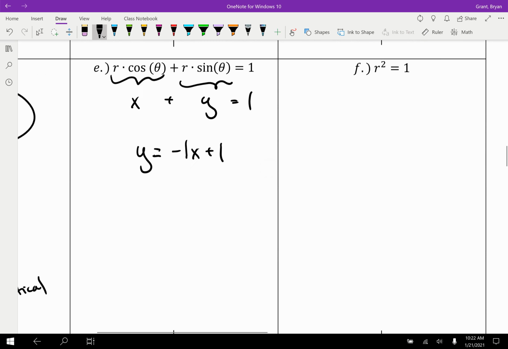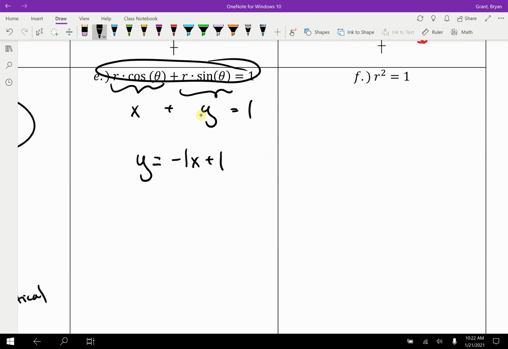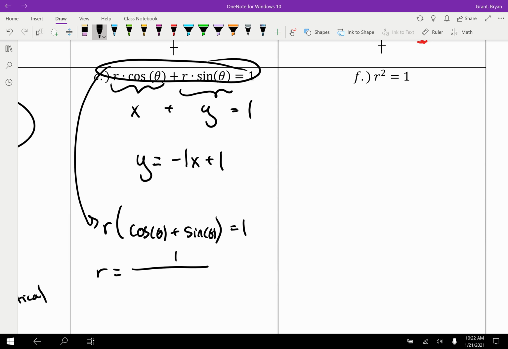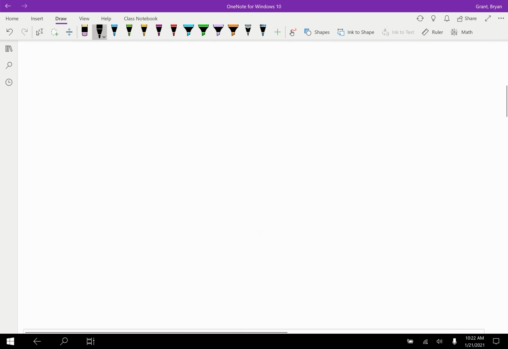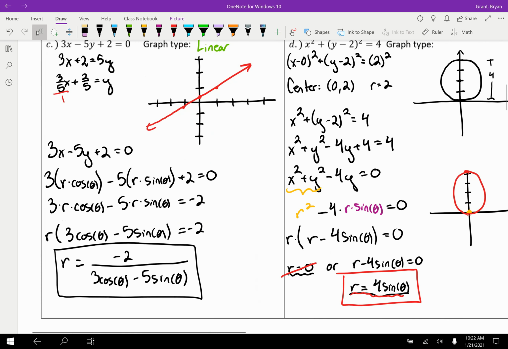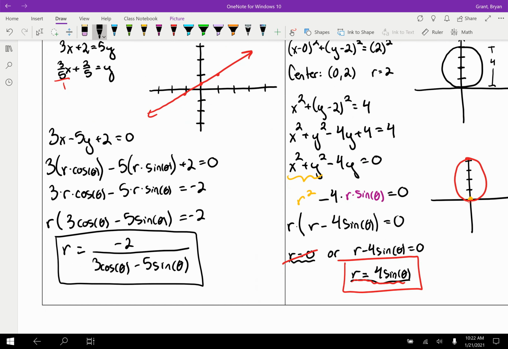Could we have seen that earlier? Certainly. If you take a look at this and factor out an r from each of these, cosine of theta plus sine of theta, and isolate r, 1 divided by cosine of theta plus sine of theta. Look at that. Isn't that the same format of our diagonal line that we saw up here? A value on top divided by some combination of sine and cosine.